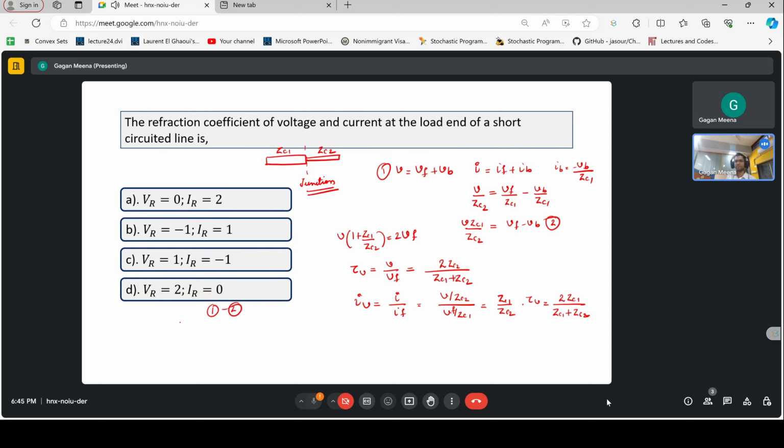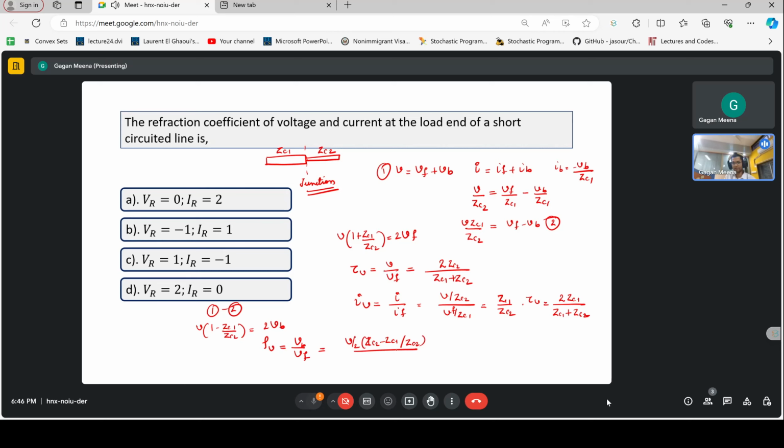And V backward is V by 2 into (ZC2 minus ZC1) divided by ZC2. And V forward we have already calculated. This is V by 2 into (ZC1 plus ZC2) divided by ZC2. So this is (ZC2 minus ZC1) divided by (ZC2 plus ZC1). Similarly, current will be I backward by I forward.